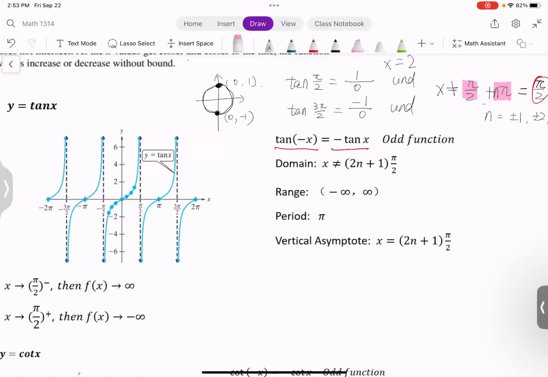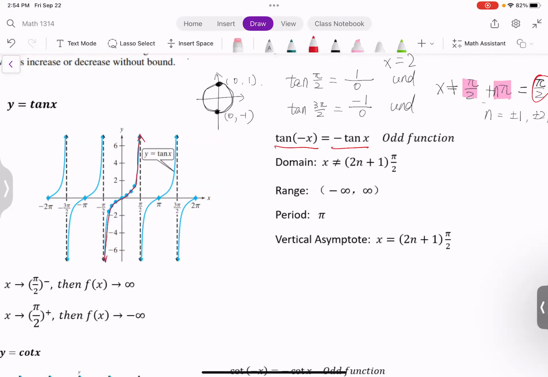Okay. For the tangent, one full cycle, we will only look at this, from negative pi over 2 to positive pi over 2. So most of the time, we will only focus on the function from negative half pi to half pi. And there are three important key points. Let's graph the key points here.